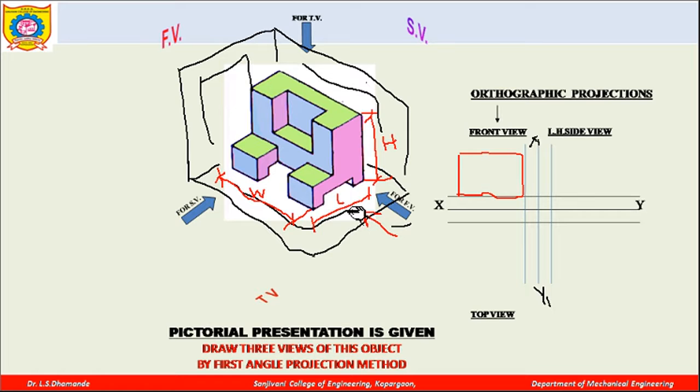When you see it from the front, two dimensions are important: length and height. So you draw one rectangle with that length and height above the xy line. That is our front view. Then to draw the top view, we can take projections from this. Whatever length you have drawn in the front view, the same length can be obtained there.